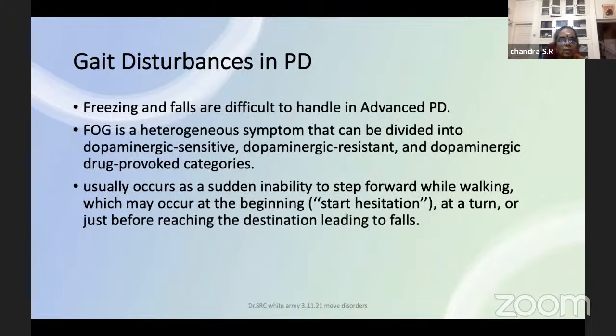Then you get freezing and falls. They are gait problems. So eye signs we saw, cognitive features we saw, falls we saw, gait. These are all problems of Parkinsonian patients. And freezing and falls are difficult to handle. In advanced PD, we use non-pharmacological methods like music or producing secondary sensory stimuli. And you have to change the environment, make the environment safe, and you have to use assisted movement so that falls are reduced.